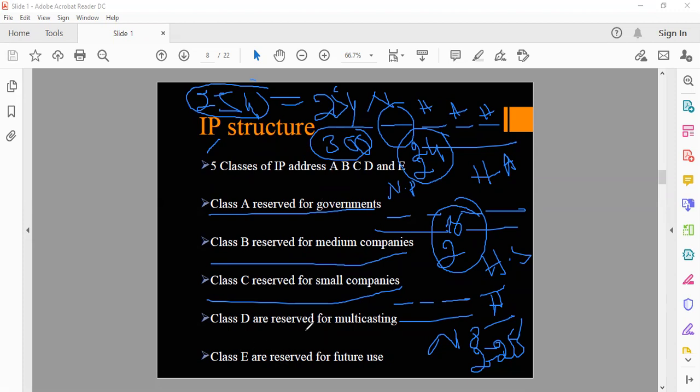What is the D class of IP addressing? Class D is used for multicasting, meaning for routing, while class E is reserved for future research work.